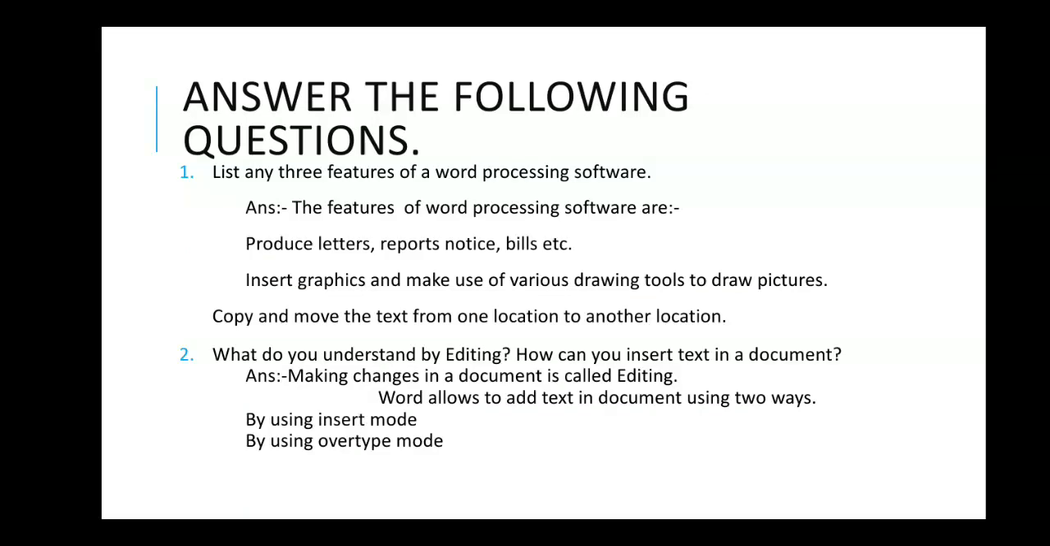Now answer the following questions. List any three features of word processing software. The features of word processing software are: produce letters, reports, notices, bills, etc. Insert graphics and make use of various drawing tools to draw pictures. And the third one, copy and move the text from one location to another location.